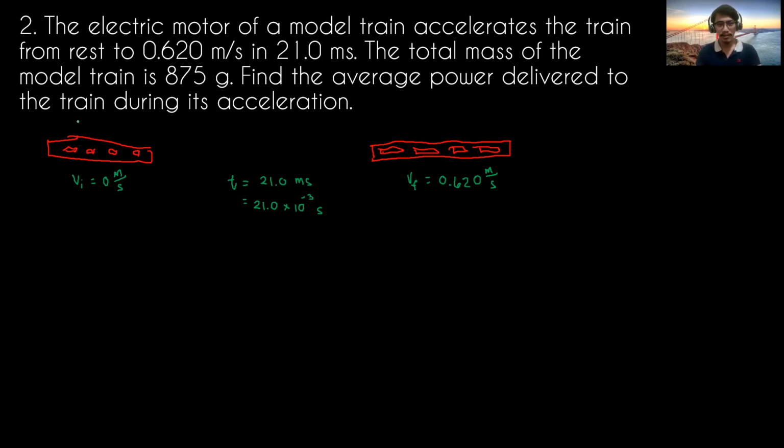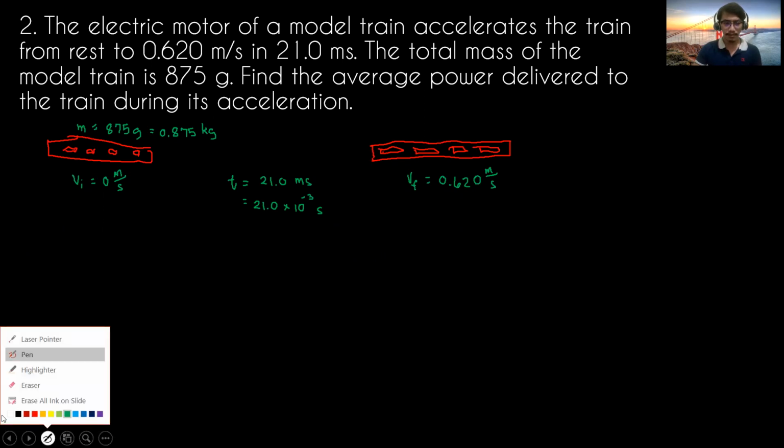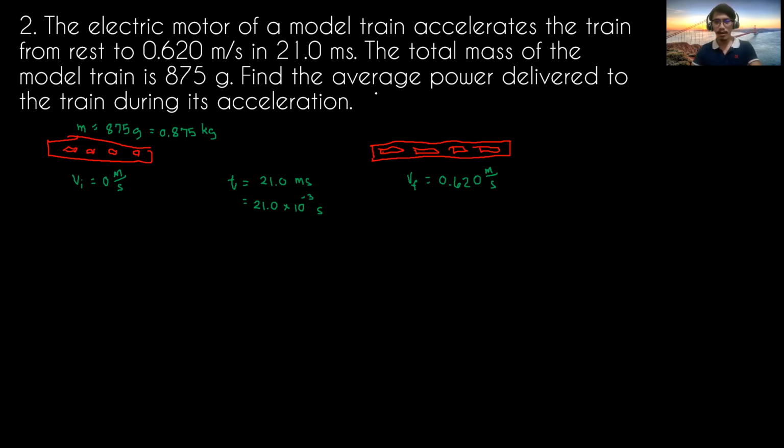Okay. Now, the mass of our train is 875 grams. Take note, this is not yet in a standard unit. So we need to convert this into the standard unit, which is kilogram. So 875 grams is equivalent to 0.875 kilograms. Make sure that all the units in our givens are in standard units, SI units. Okay, so the required variable is the power. Find the average power delivered to the train.